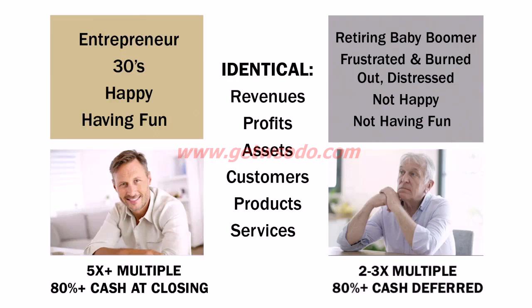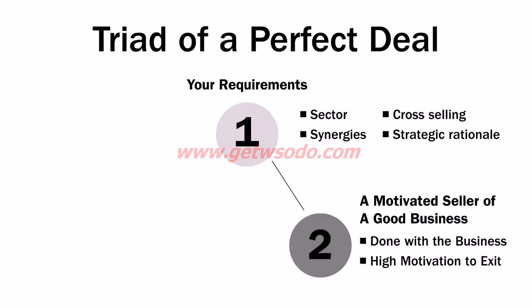That seller is going to sell for 2x to 3x profit and even defer a large amount of the deal into seller financing, which are the future payments made to the seller from the business's future cash flow. We'll jump into that more in module 5 on deal structuring, but this is the seller that you typically want to target. And if you recall, this is part 2 of the perfect deal triad. We covered part 1, your requirements, in module 2, which was deal specification. Finding a motivated or distressed seller of a good business is part 2.